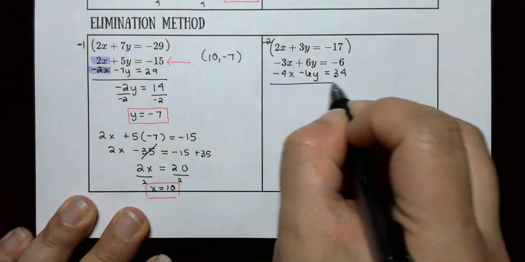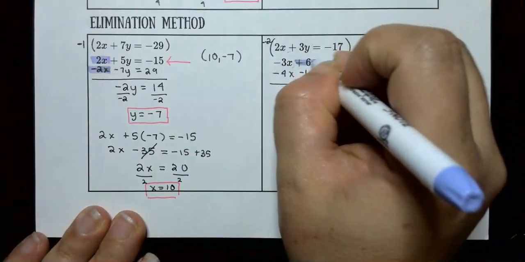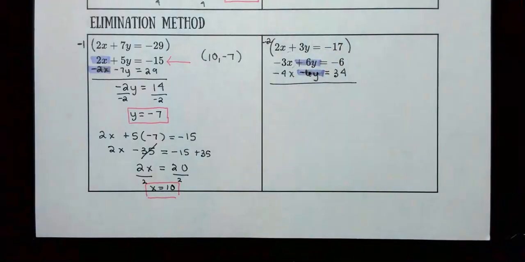From here, you're going to notice that your y's will eliminate because one's a positive 6 while the other one's a negative 6. Once you do that, you should be able to get x, plug it back in, so you can then find y. I'm actually going to pause right here.